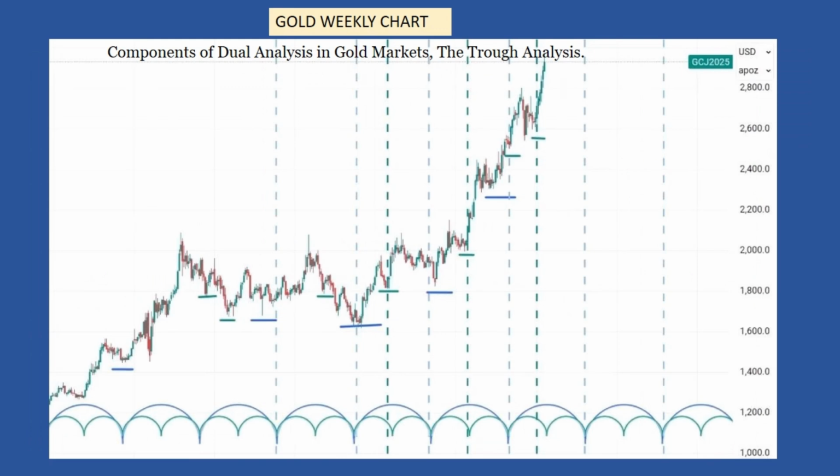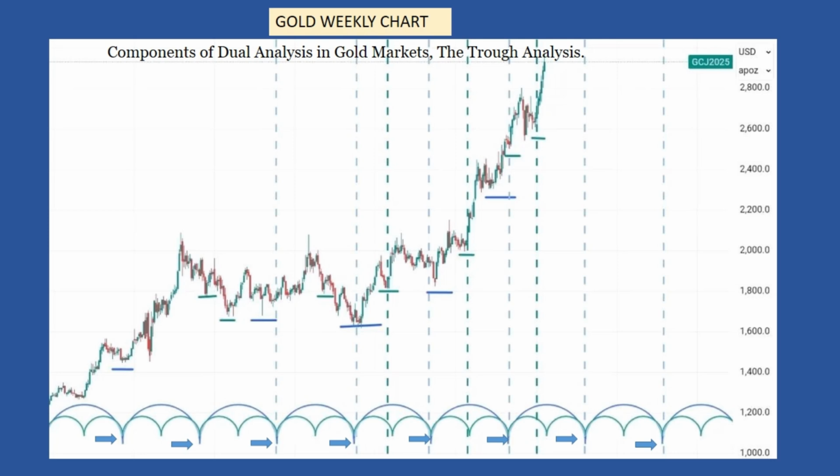Components of dual analysis in gold markets: the trough analysis. A. Identifying the support levels. This looks for prices where gold tends to stop falling and starts rising again. These are support levels. B. Measures buying pressure. It assesses how strong the demand is for gold when prices reach these low points. C. Determines cycle lengths from low to low. It tracks how long it takes for gold prices to move from one low point to the next. D. Establishes baseline cycles. This sets a standard for how these price movements usually happen over time.